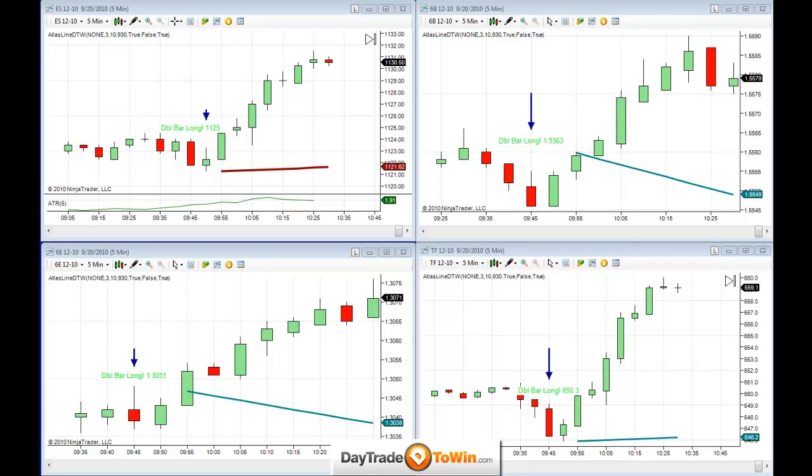That's long and price is below the Atlas line, then I would not take the ATO because it's filtering that out.